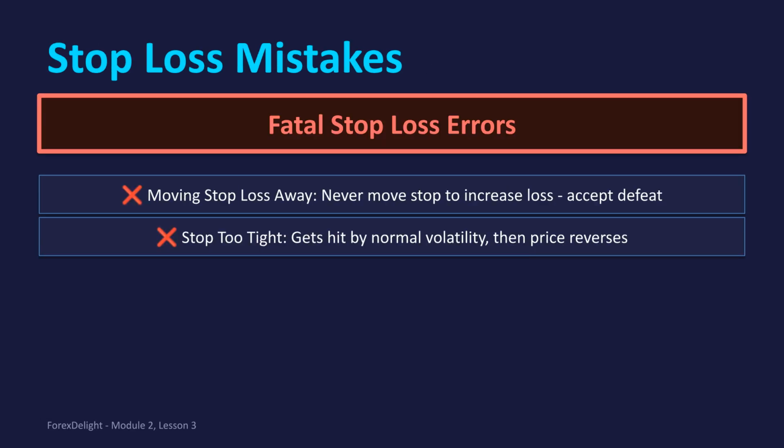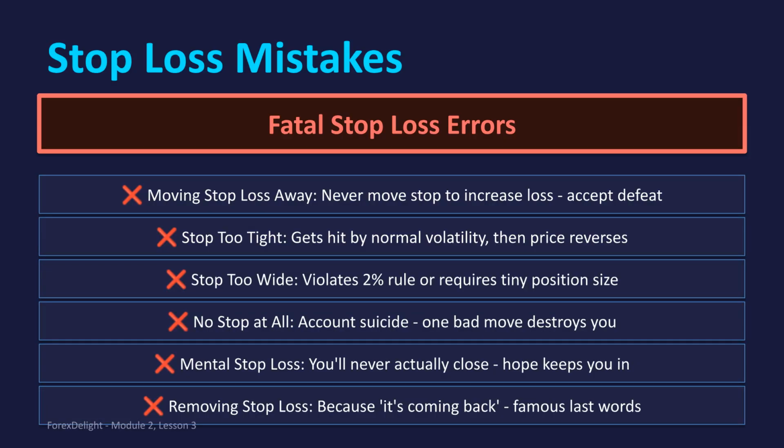Next, let's look at fatal stop-loss errors. Never move your stop-loss further away to increase your maximum loss, except defeat. Also, setting your stop too tight means normal market volatility could prematurely close your trade. Additional mistakes include setting a stop too wide, violating the 2% rule, trading without any stop loss, or relying on a mental stop loss. Never remove a stop loss, because assuming the price will return is a path to failure.